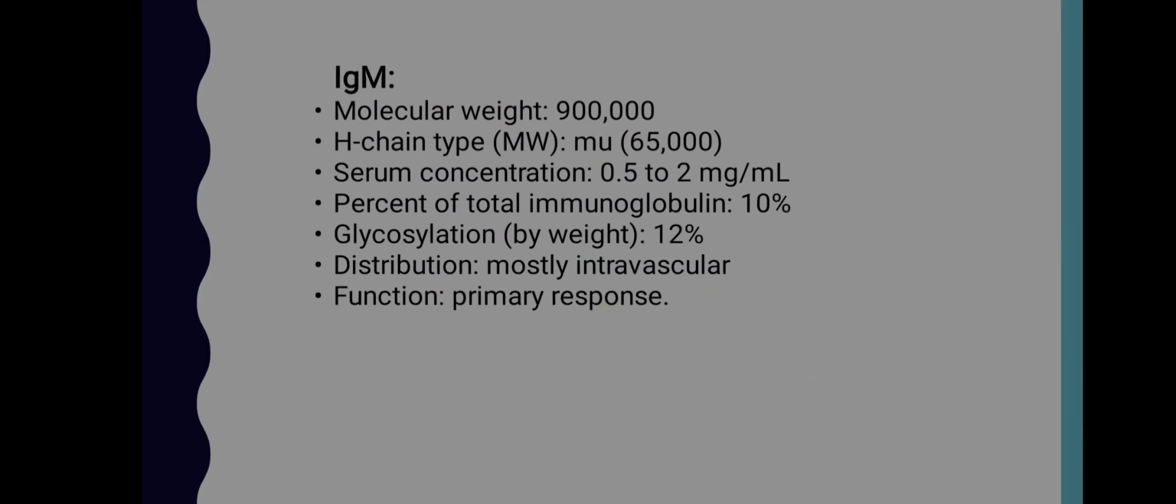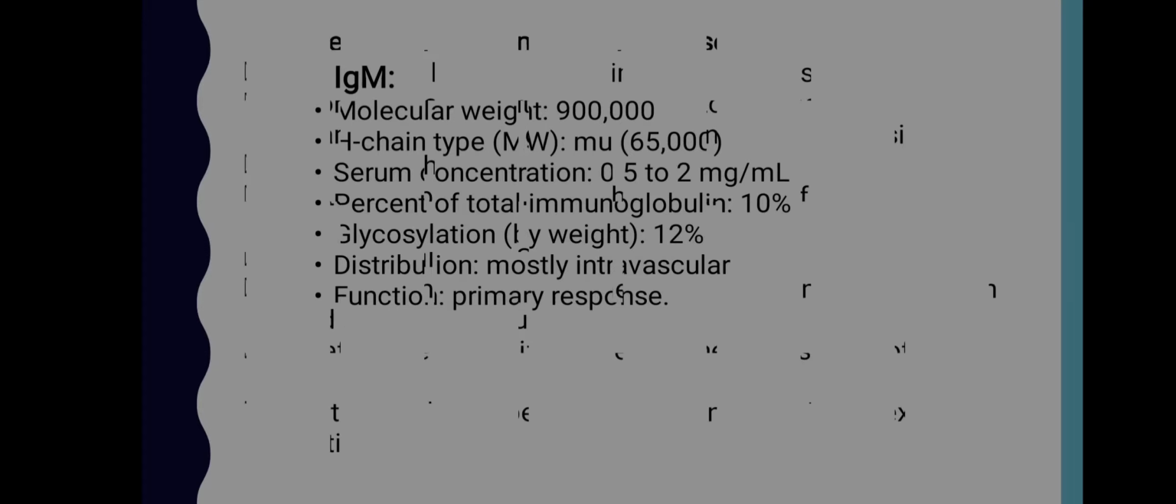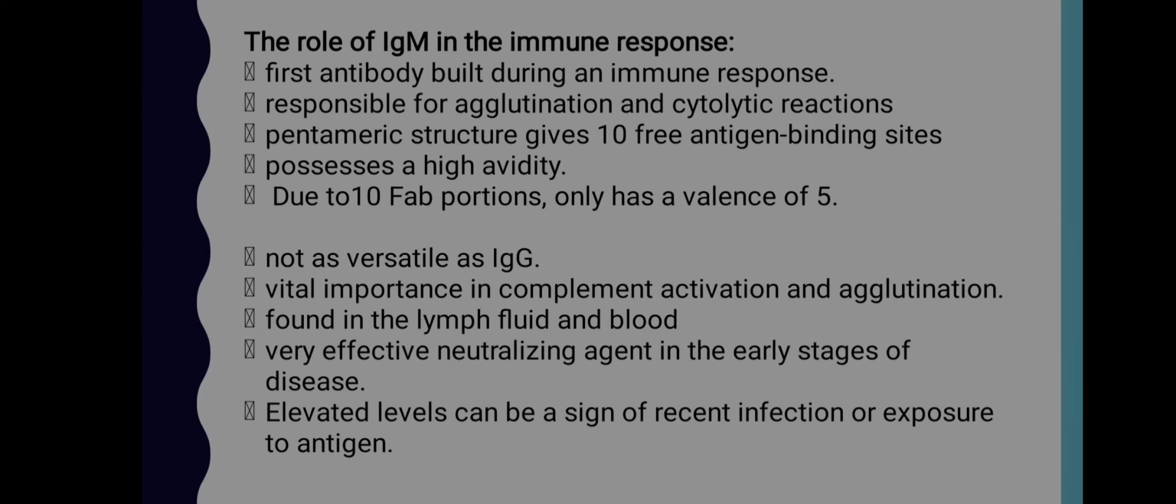The heavy chain is mu, the type is IgM, and serum concentration is 5.5 to 2 mg per ml. Percentage of total immunoglobulin is 10%. Glycosylation by weight is 12%. Distribution is mostly intravascular. Function is primary response. Role of IgM in immune response.